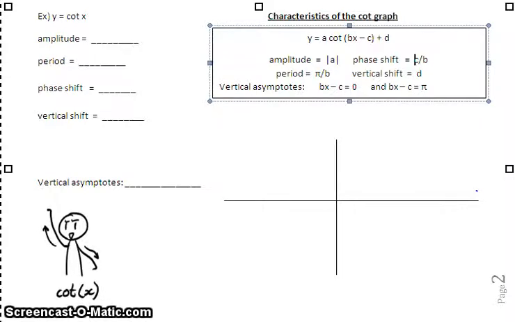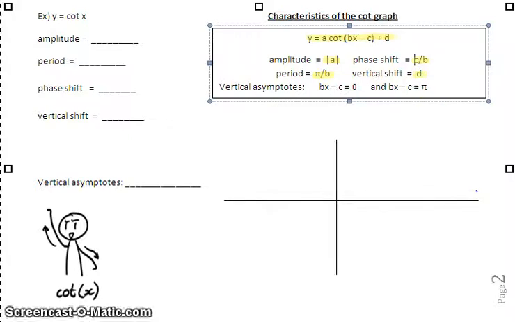If we look at some of the basic qualifications for the cotangent graph, we'll notice that they're very similar to the tangent graph in the fact that the amplitude is still A, the phase shift is C over B. The period is pi over B, just like it was for the tangent graph. And the vertical shift is D.